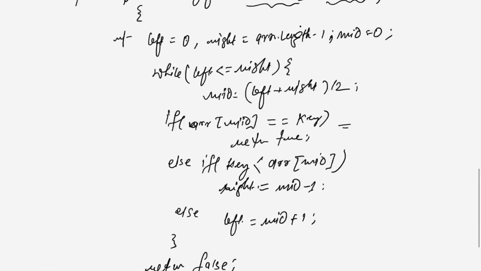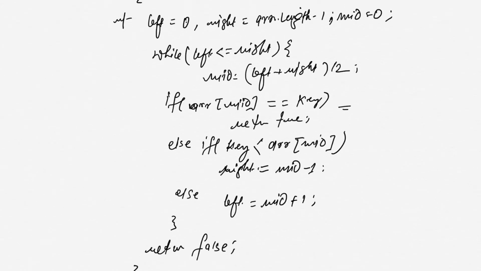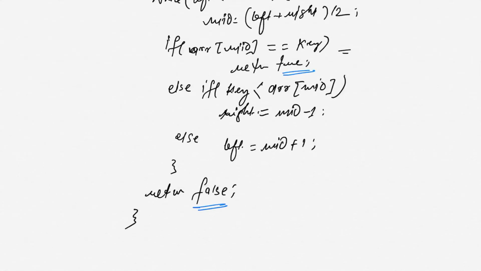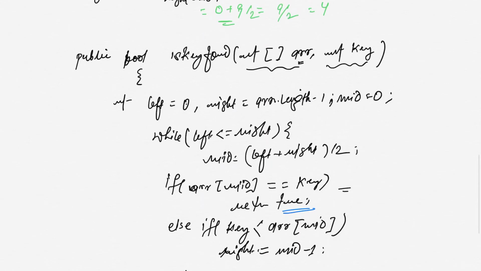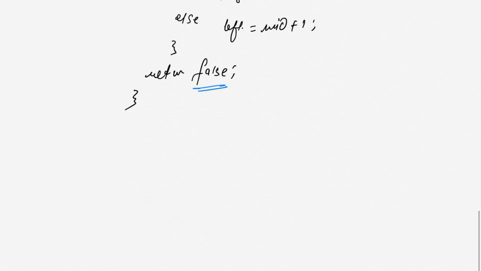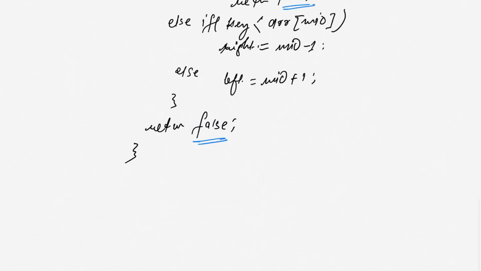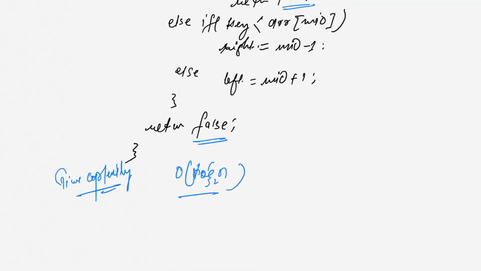So this is all about what the binary search is going to look like. Here we are returning true values, here we are returning false values. This is the function. Now if you talk about the time complexity, it's going to be log n with base 2. And the space complexity is big O of 1.